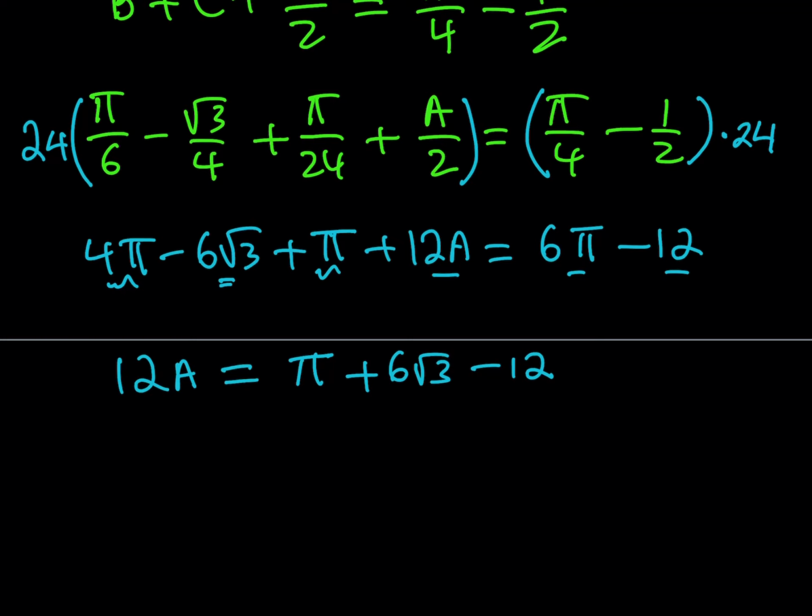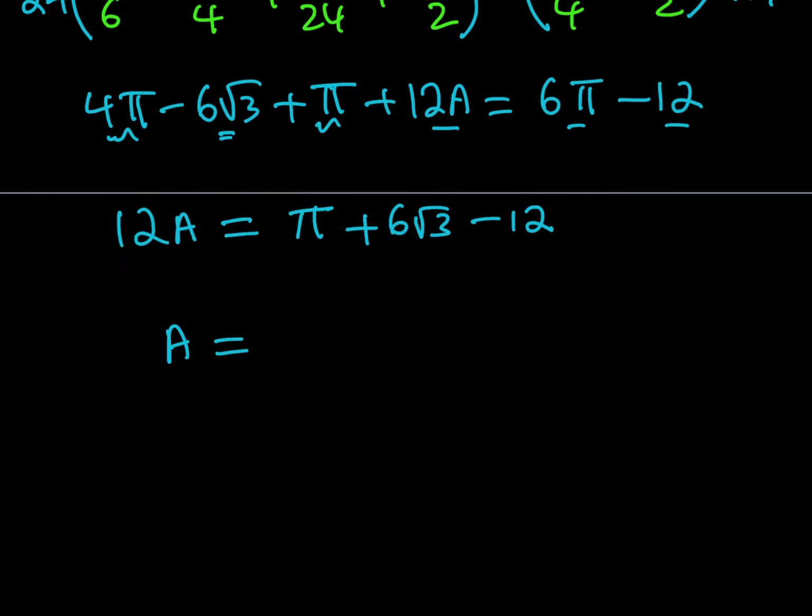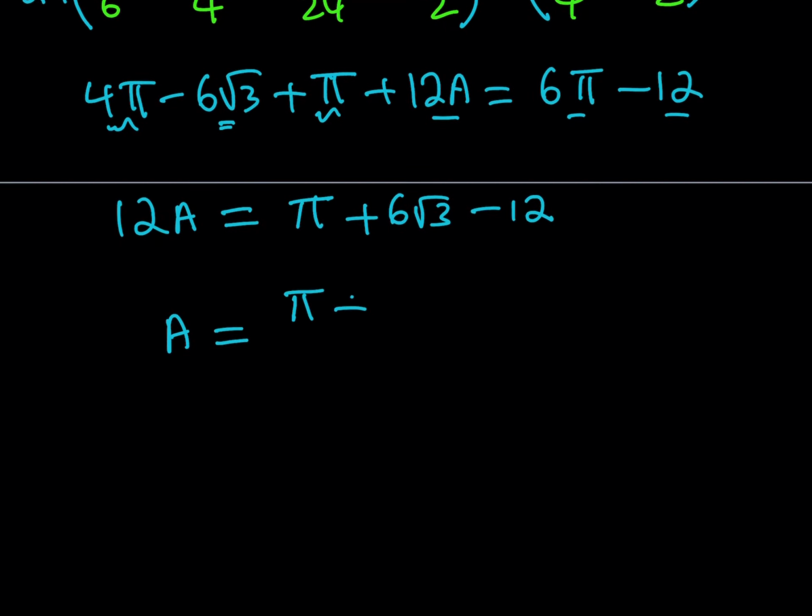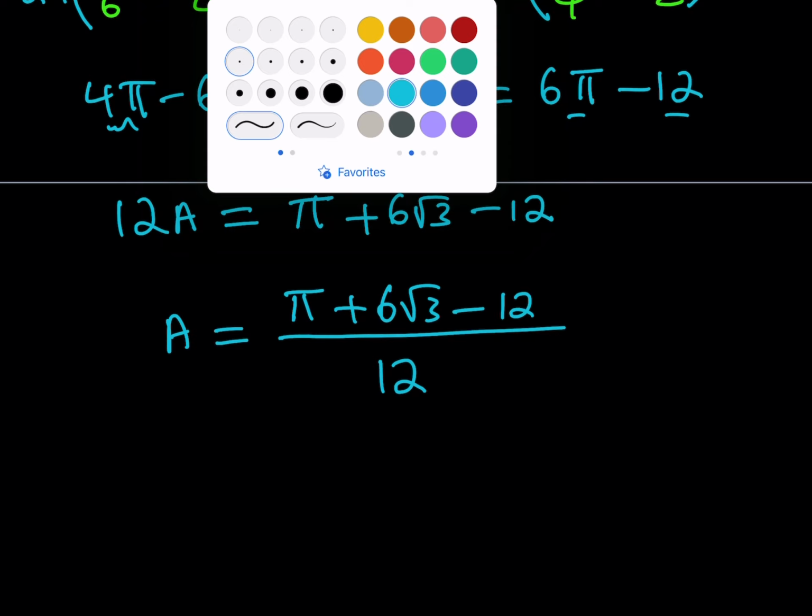My goal is to find a, remember? So I'd like to divide both sides by 12. Make sense? Okay, cool. So a is going to equal pi plus 6 root 3 minus 12, all over 12. Now, obviously, you can go ahead and simplify this fraction, or you can separate them, like pi over 12 plus root 3 over 2 minus 1. Doesn't matter how you write it. At the end, it's the same answer. It's totally up to you if you want to simplify that.